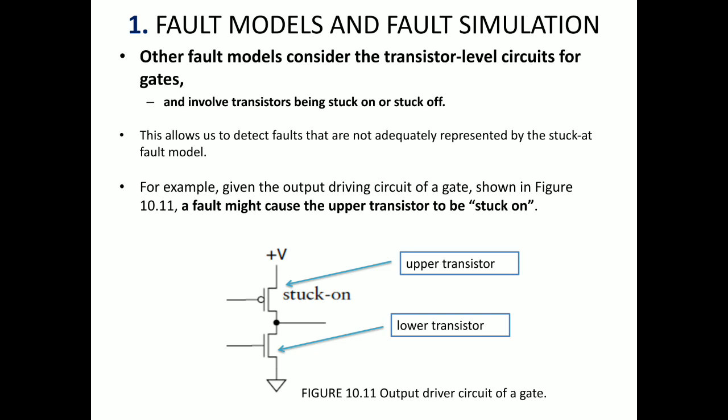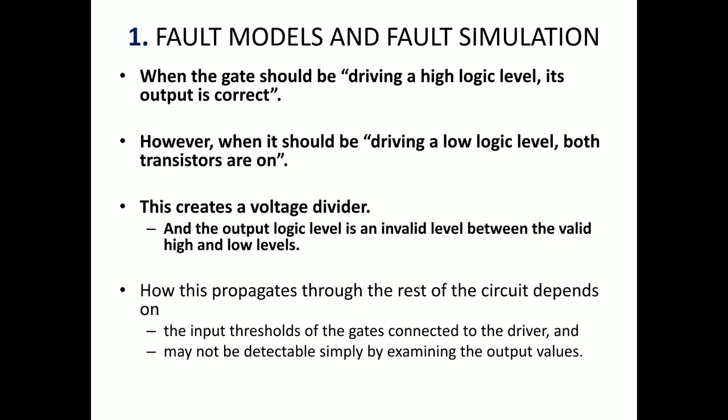Now the transistor, that one, stuck at 1. When the gate should be driving a high logic level, its output is correct. However, when it should be driving a low logic level, both the transistors are turned on. This creates a voltage divider and the output logic level is an invalid level between the valid high and low levels.